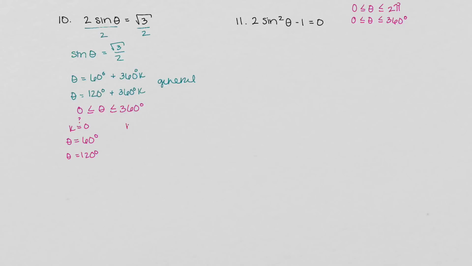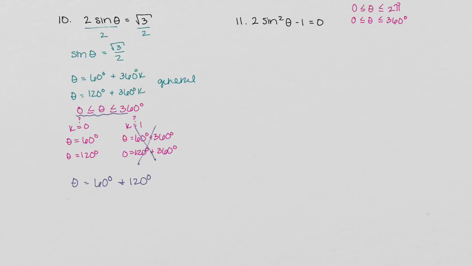What if k is 1? Then we'd have theta equals 60 degrees plus 360 and 120 plus 360. And because we are stuck between 0 and 360, these solutions for k equals 1, we throw those out. Those don't work. And so for number 10, the solutions are theta is equal to 60 degrees and 120 degrees. And only those two solutions.